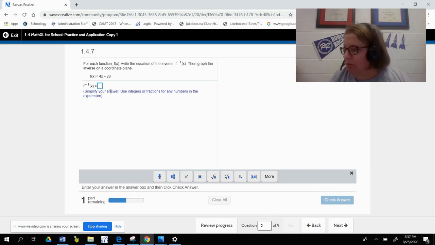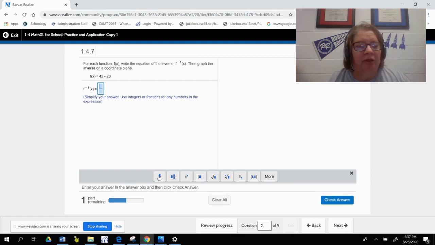Use integers or fractions. So what did I have? 1/4 x. You can use your little fraction template down here. 1 in the top, use the arrow key. The bottom, use the arrow key. 1/4 x plus 5. Well, I get out of the box. I didn't mean to get out of the box.